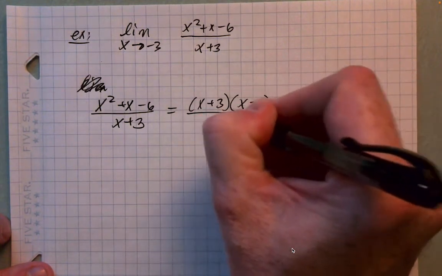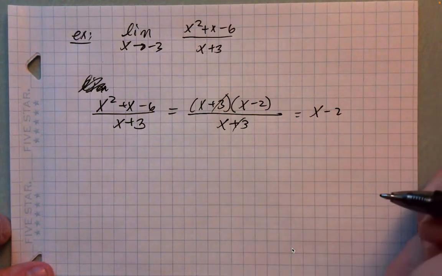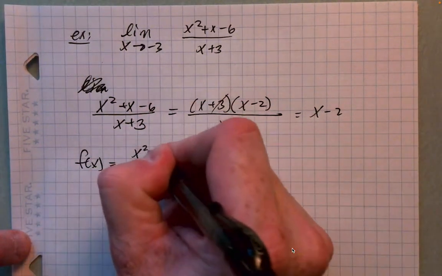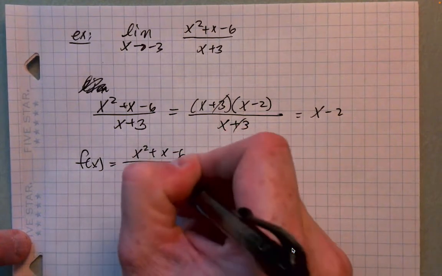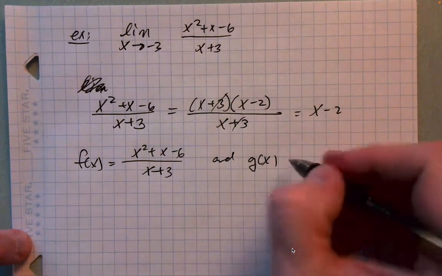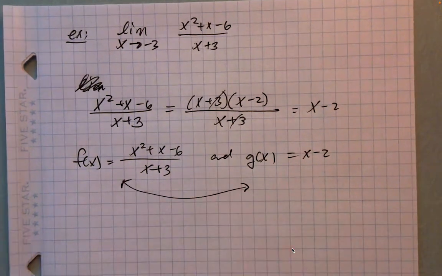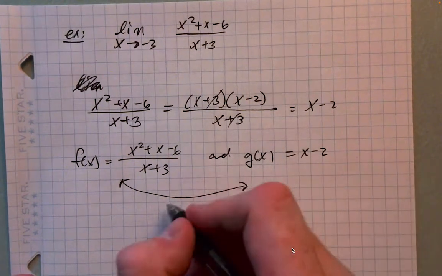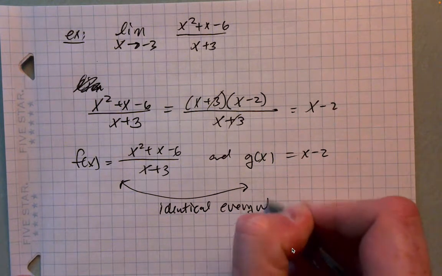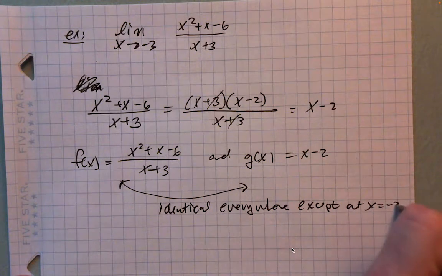And then nicely, when we do that, we can see that you're going to get the cancellation and you get x minus 2, right? So if f of x is equal to (x squared plus x minus 6) over (x plus 3), and g of x we derived here is equal to x minus 2, then f and g agree with each other everywhere, identical everywhere, except at x equals -3.